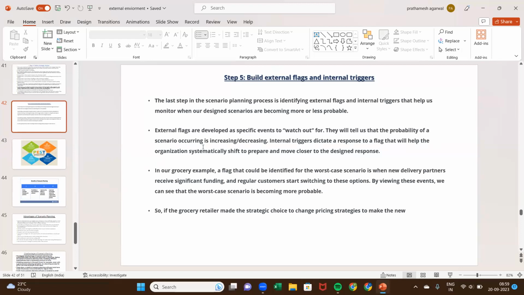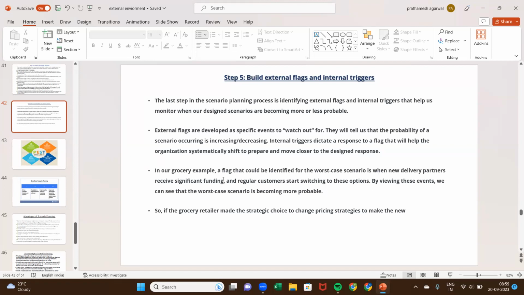They will tell us that the probability of the scenario occurring is increasing or decreasing. So, in a nutshell, the external flags or the events will tell us how the internal events are getting affected. For example, in a grocery example, a flag that could be identified for the worst case scenario is when new delivery partners receive significant funding. I am having a tie up with the delivery partner.